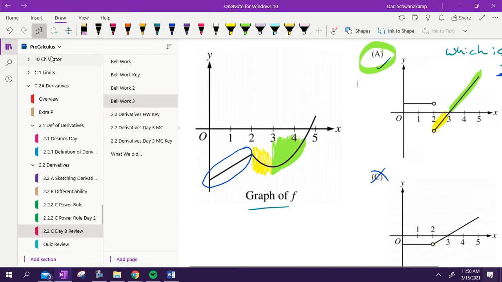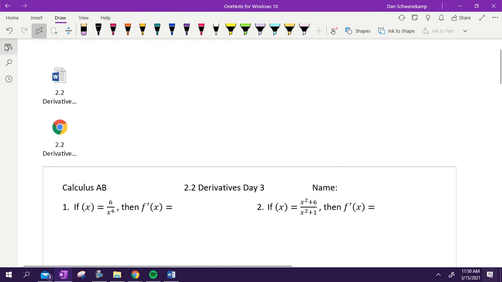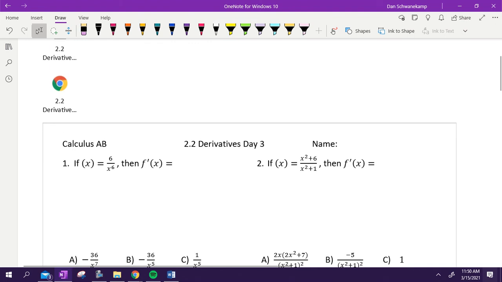All right, today we are working through this multiple choice review. I have whiteboards on your desks. I thought we were going to do it as whiteboards. We are not. Instead we're just going to jump around. We're going to do this worksheet.